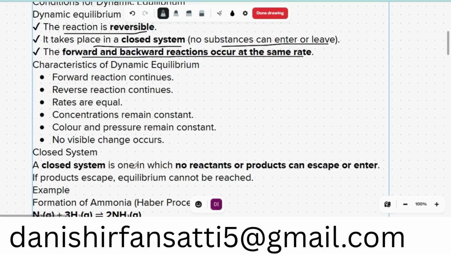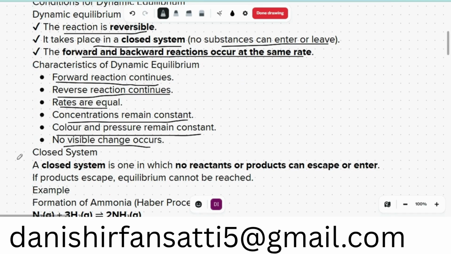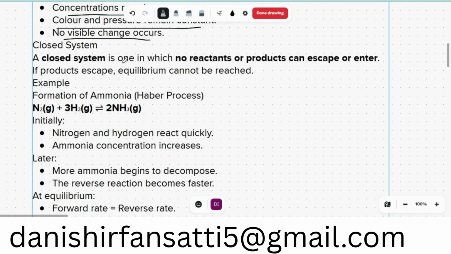Characteristics of dynamic equilibrium: the forward reaction continues, the reverse reaction also continues, rates are equal, concentration remains constant, color and pressure remain constant, and no visible change occurs. A closed system is one in which no reactant or product can escape or enter. If the product escapes, equilibrium cannot be reached.